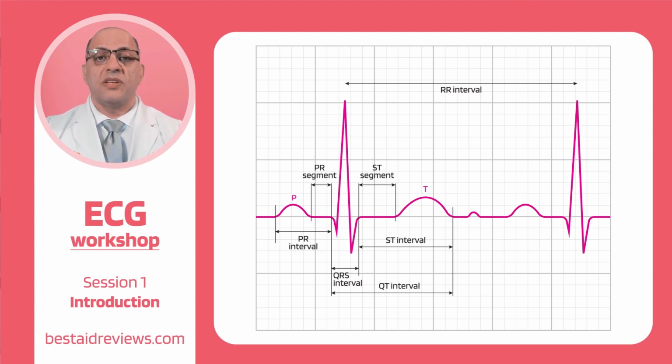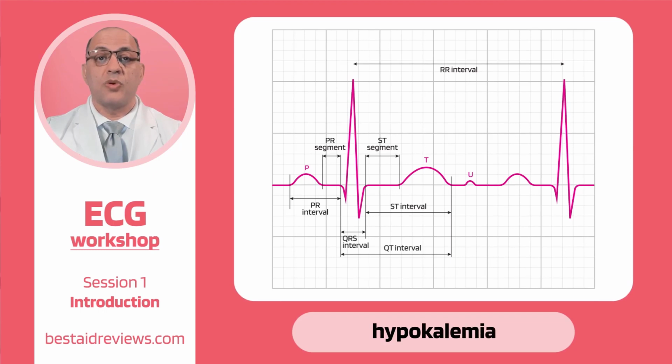So what are the other waves that we might be able to see in normal subjects? For example, a U wave is something that in some normal subjects you can see. However, it is for the most part a sign of low potassium or hypokalemia.